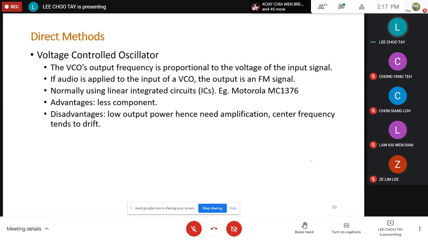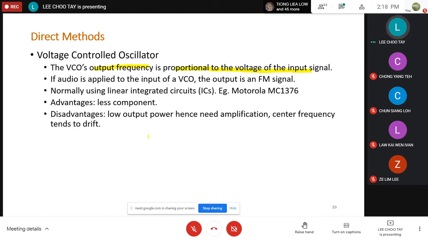Okay, and then for direct method, another direct method is to make use of the voltage control oscillator. All right, this voltage control oscillator circuit basically produces an output frequency that is proportional to the voltage of the input signal. That's what we want, isn't it? Yeah, as far as FM signal is concerned, the change in the output frequency has to be proportional to the change in the amplitude of the input signal, right? So the VCO basically does that now.